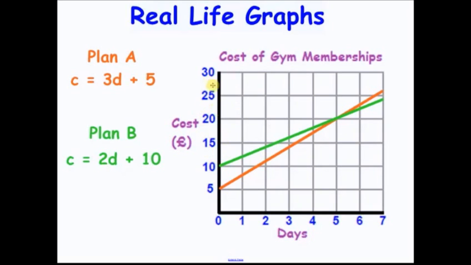It's just the scales that might be throwing you. So be aware of the scales on graphs. Plan B was C equals 2D plus 10. So we know the plus 10 is where it hits our y-axis. So even before I've gone to the gym, I've paid £10 up front.